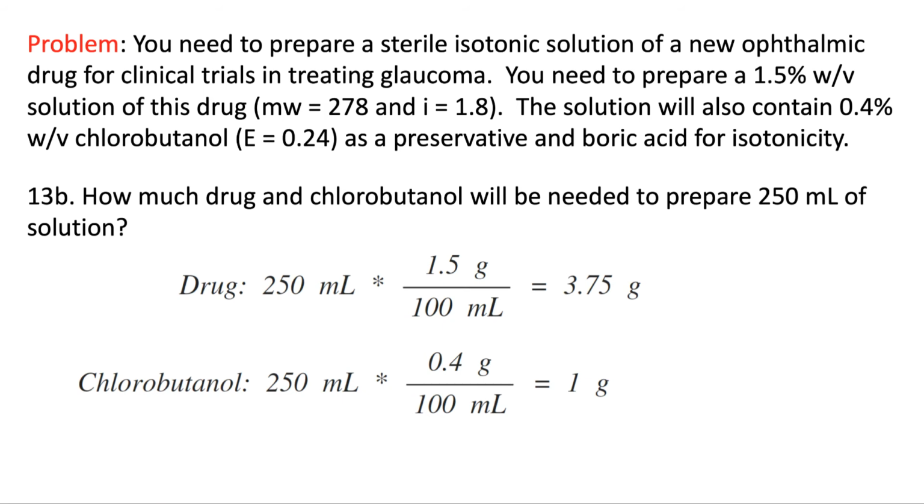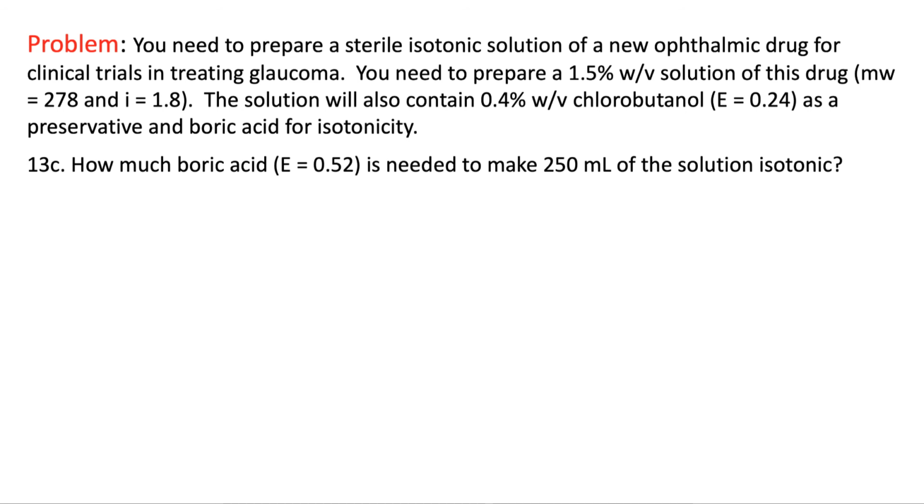That is, the weight of our experimental drug per 250 mils would need to be 3.75 grams, and the weight of my chlorbutanol for that same volume would be 1 gram. And that's important information to know because if you go on to question letter C, the third part of this question, it wants to know how much boric acid we need to make the 250 milliliters of our solution isotonic.